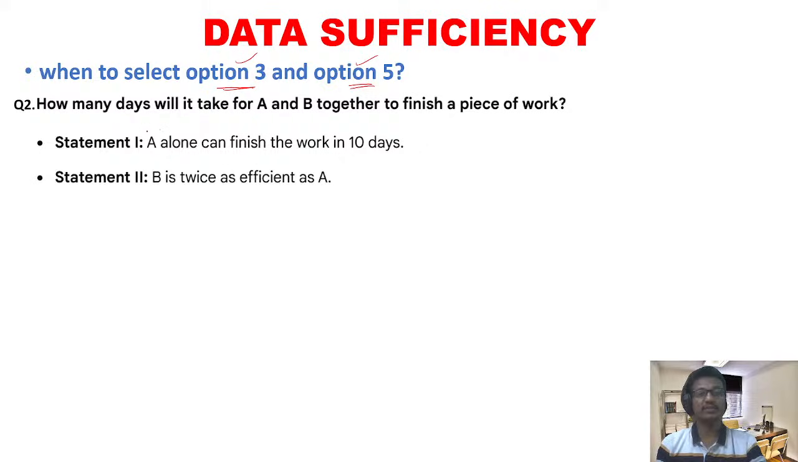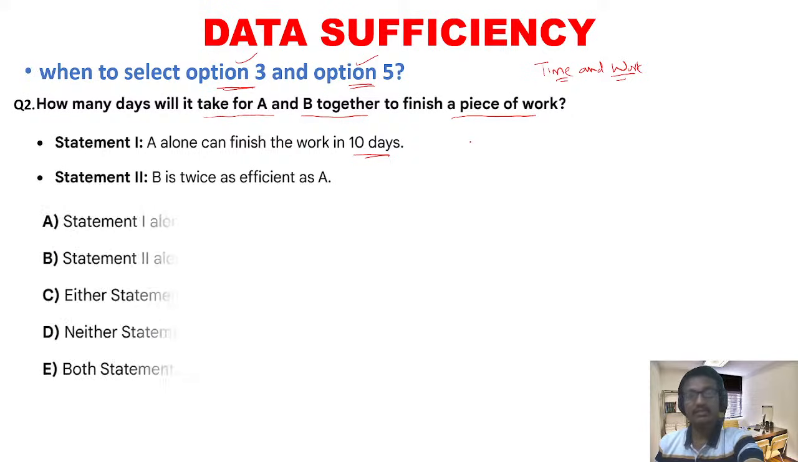Let us take one more example on this. How many days will it take for A and B together to finish a piece of work? This is another kind of question, belonging to the topic called time and work. Statement 1 is given: A alone can finish the work in 10 days. And statement 2 is given: B is twice as efficient as A.